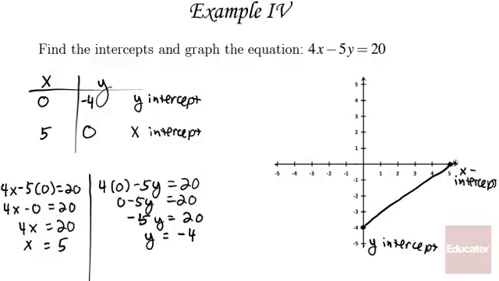Connecting these 2 points gives me the graph of this equation. So we use the intercept method in order to graph, finding the x and y intercepts, plotting those out on the coordinate plane, and then using those to form a line.